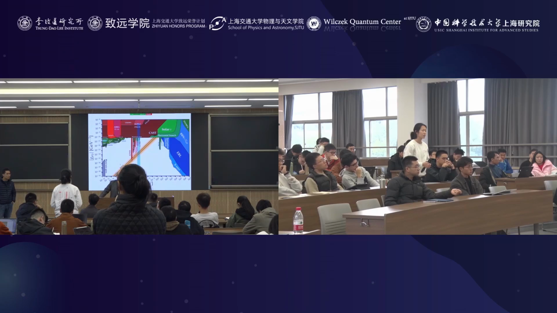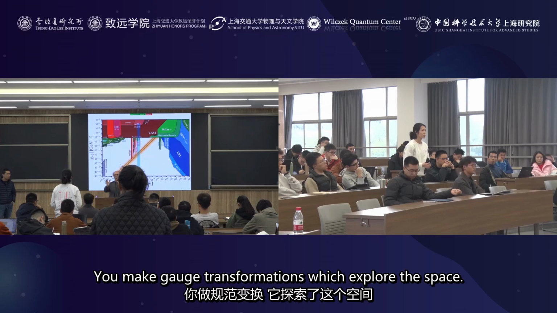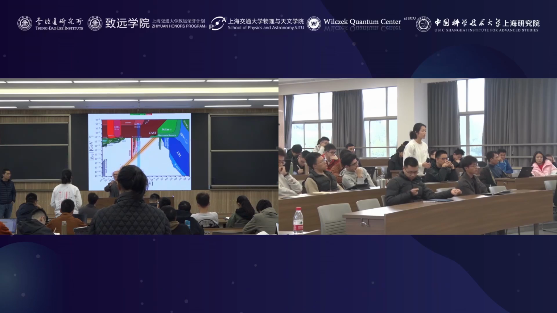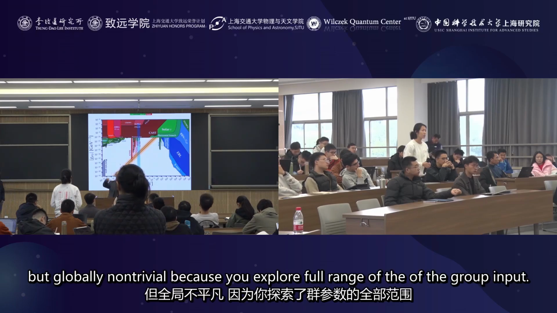That's the basic idea. The fields move around. You make gauge transformations which explore the space. And they can be globally trivial. I'm sorry, locally trivial, but globally non-trivial because you explore the full range of the group.